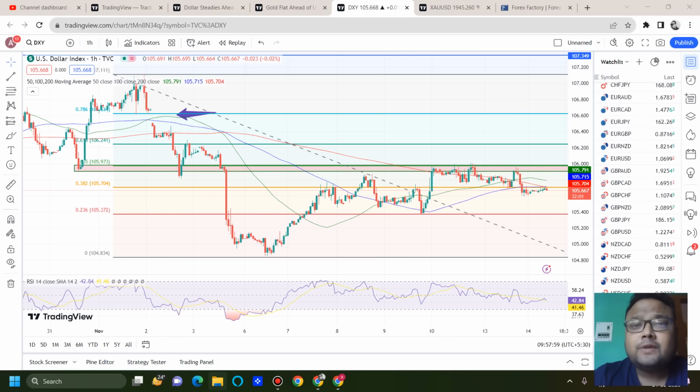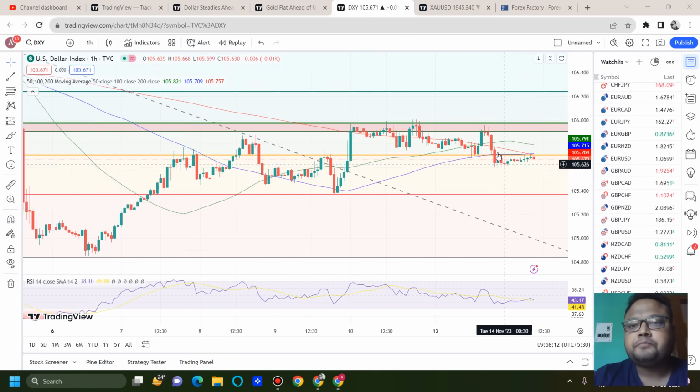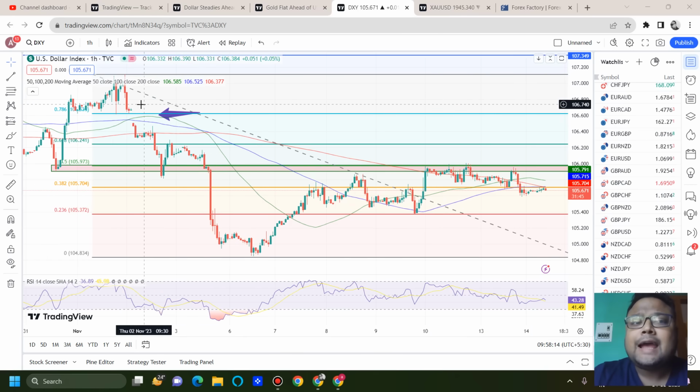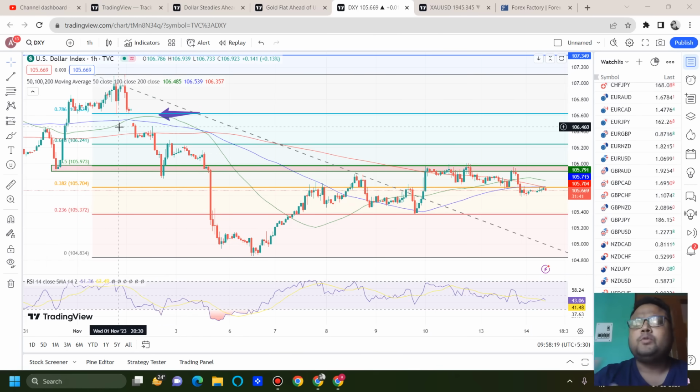So DXY was trying to cross the level of 106 for the last couple of days. It was struggling. And ultimately, we can see that DXY showed some correction and right now is standing at 105.67. As we have a gap around 106.60 on the chart of DXY, we discussed the possibility of DXY going up. Why were we discussing it? Because if DXY starts going up, then obviously there will be pressure on the chart of gold.